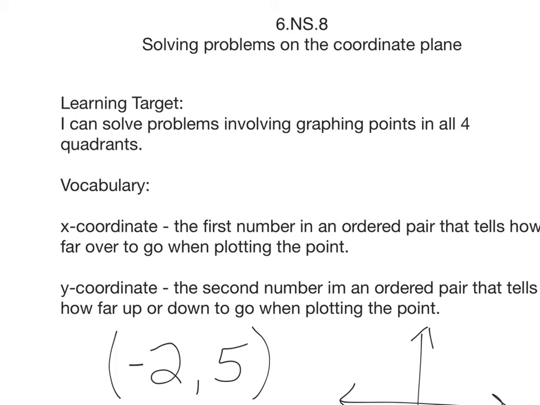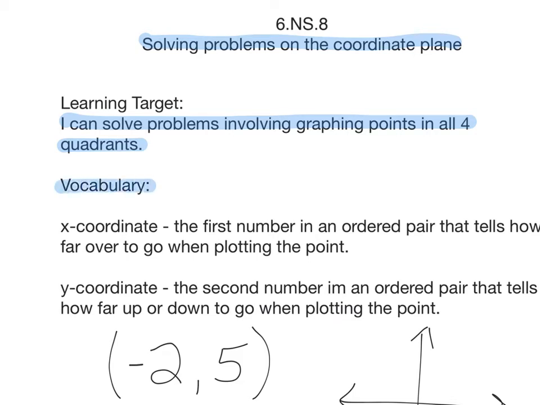Alright, here we go. Lesson on solving problems on the coordinate plane. You probably know enough to do well on this lesson without any instruction, but we'll make sure that you're ready for it. The learning target is to be able to solve problems involving graphing points in all four quadrants. So that means you're going to use negative numbers.